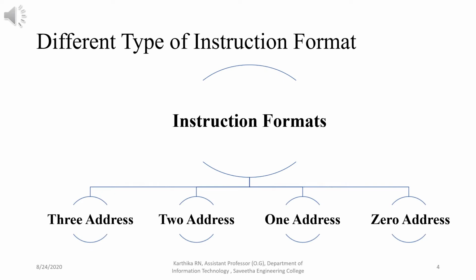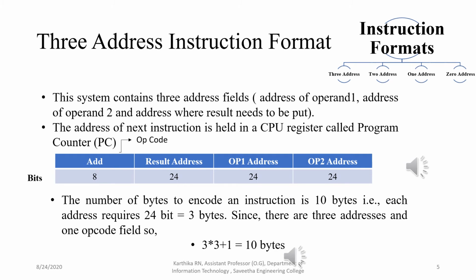Now the next slide is about different types of instruction format. There are four types of instruction format: three address instruction format, two address instruction format, one address instruction format, and zero address instruction format. We'll see them one by one briefly. Now we are going to see the three address instruction format.